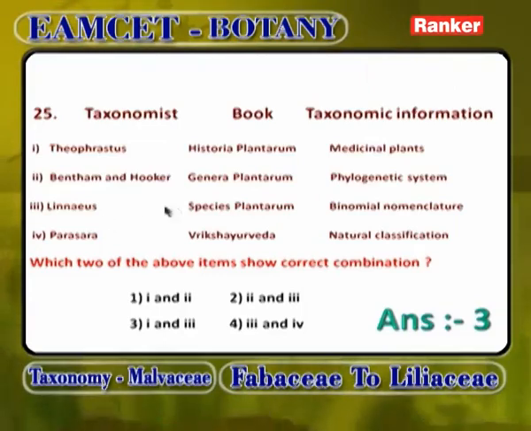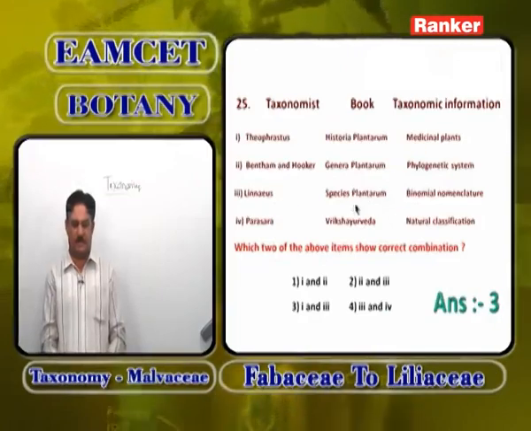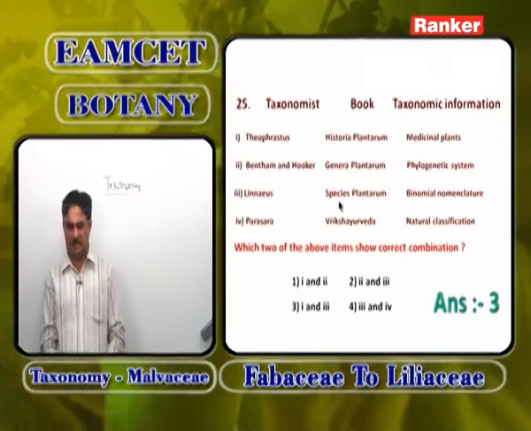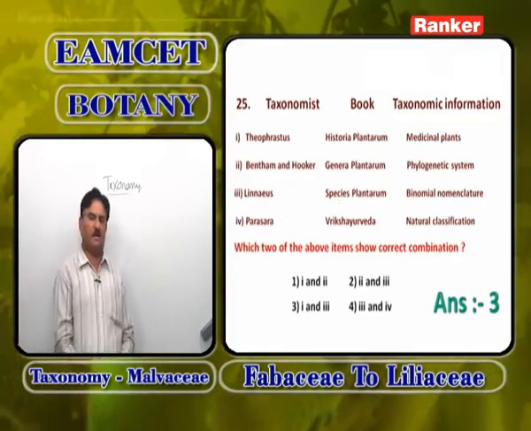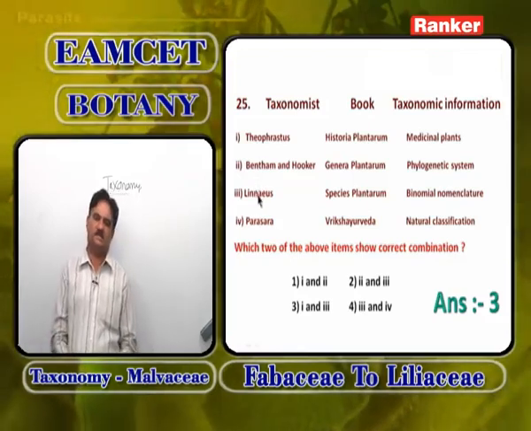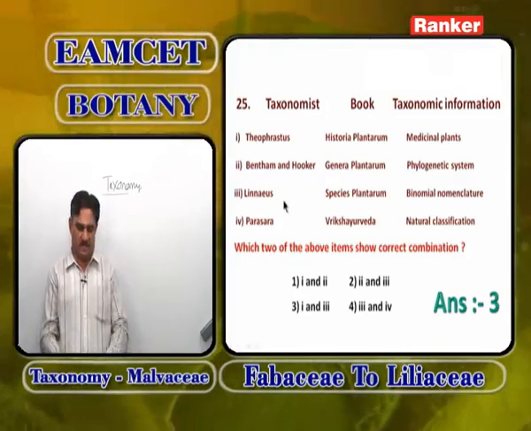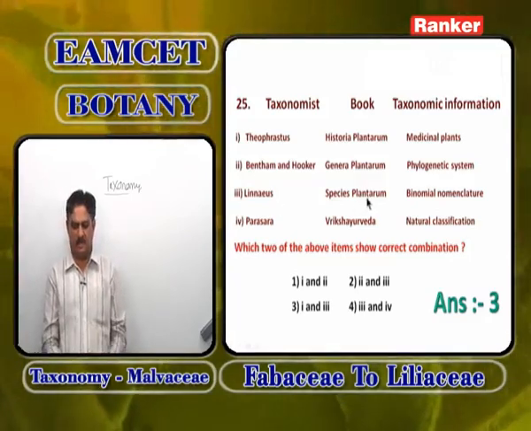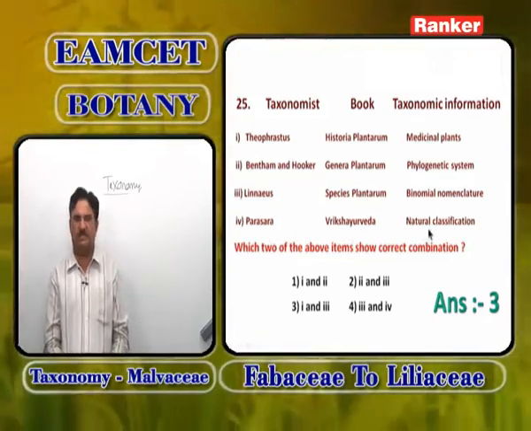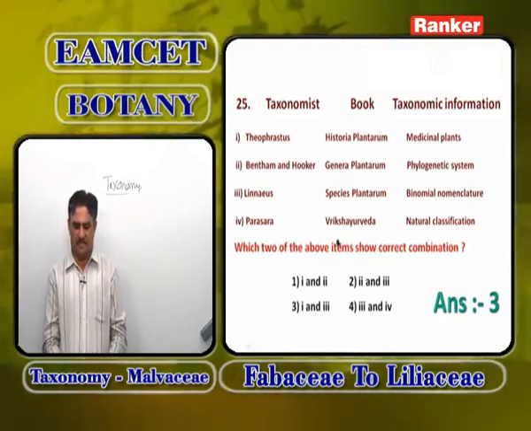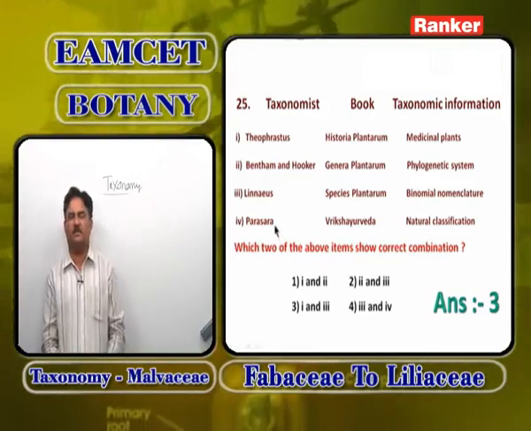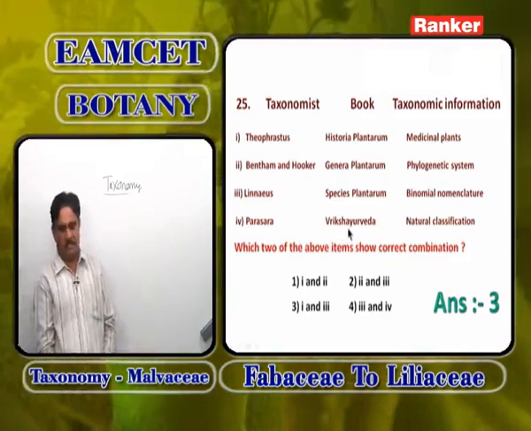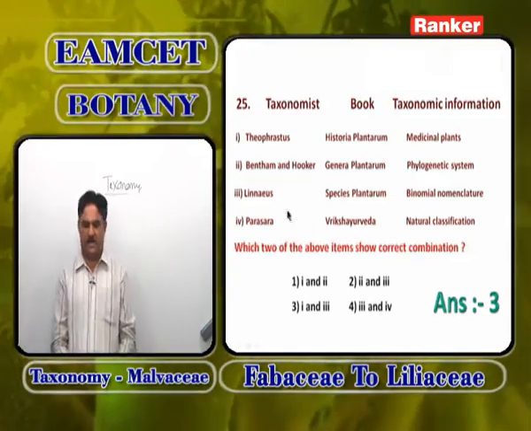Linnaeus, Species Plantarum, binomial nomenclature is correct. Even though binomial nomenclature was first proposed by Gaspard Bauhin, it was ultimately popularized by Linnaeus in his book Species Plantarum. Then Parashara, Vriksha Ayurveda, natural classification is wrong. Vriksha Ayurveda is a book about medicinal plants. So the correct combinations here are 1 and 3.